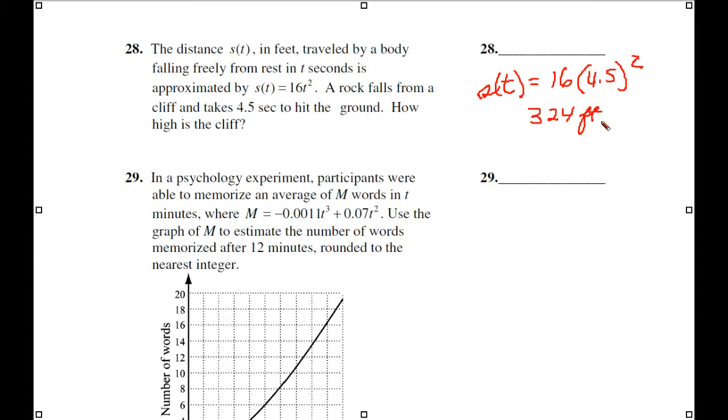Okay, and number 28, they're giving us a formula for the falling rock. How many feet till it hits the ground? And we just substitute for t there, 4.5. Square 4.5 first. That gives you, I believe, 20.25, times 16 gives you this.